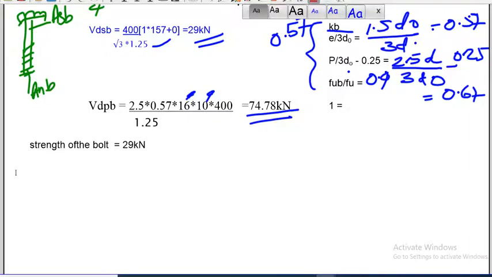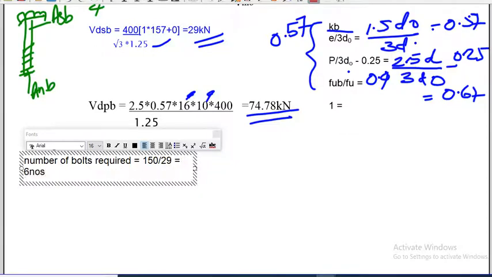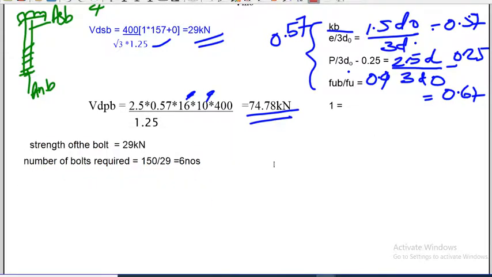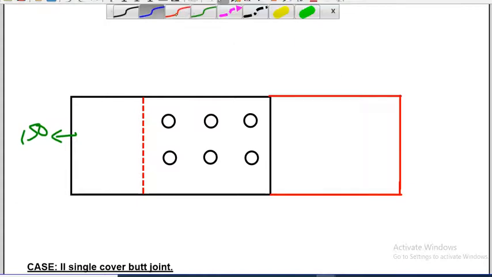So we need to find out how many bolts are required. So number of bolts is equal to total load. Total load is 150 kilonewton divided by strength of one bolt, 29. So this comes to approximately 6 numbers. Okay, so this is what we can draw, because this is the load coming. Load is applied here. It is 150.